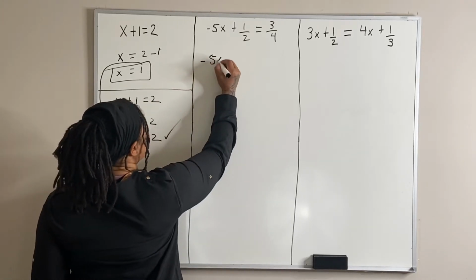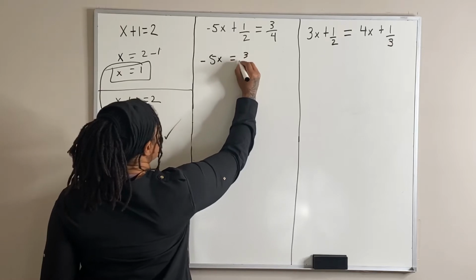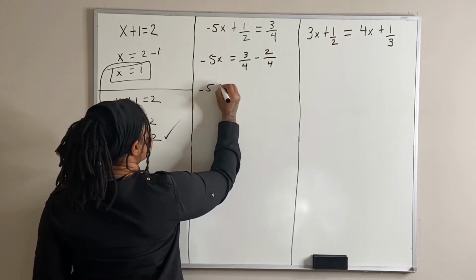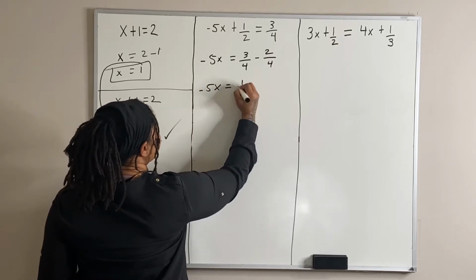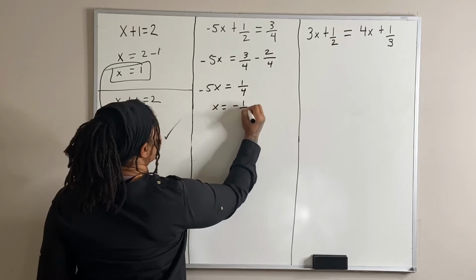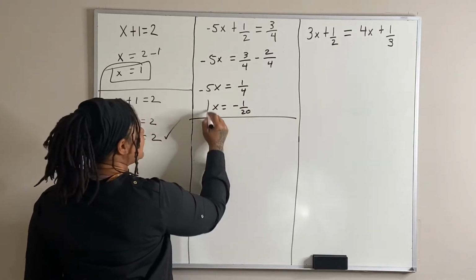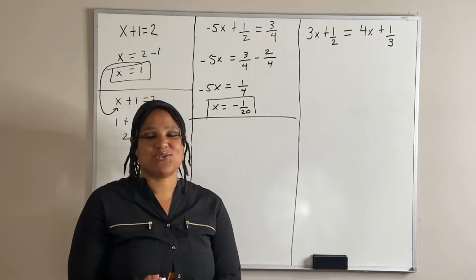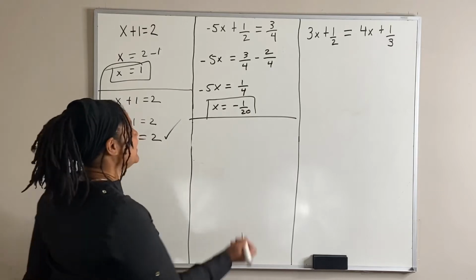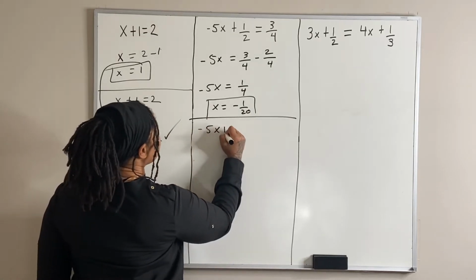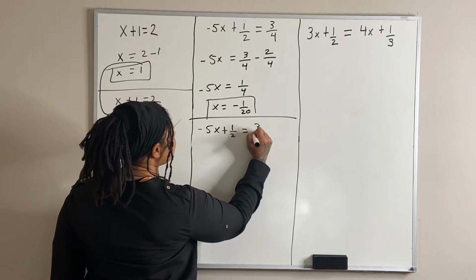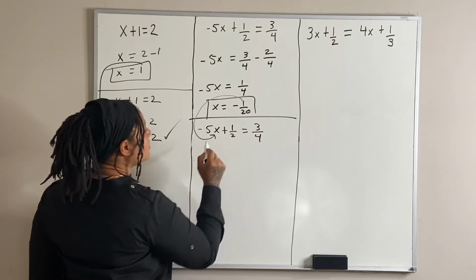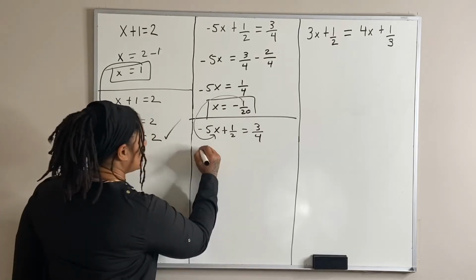I'm just going to come over here and solve for X really fast. All right, so now we say that X is equal to negative 1 over 20. We want to check to make sure it is in fact negative 1 over 20. So I'm just going to rewrite our equation, and I want to plug in our X. That is all I'm going to do.